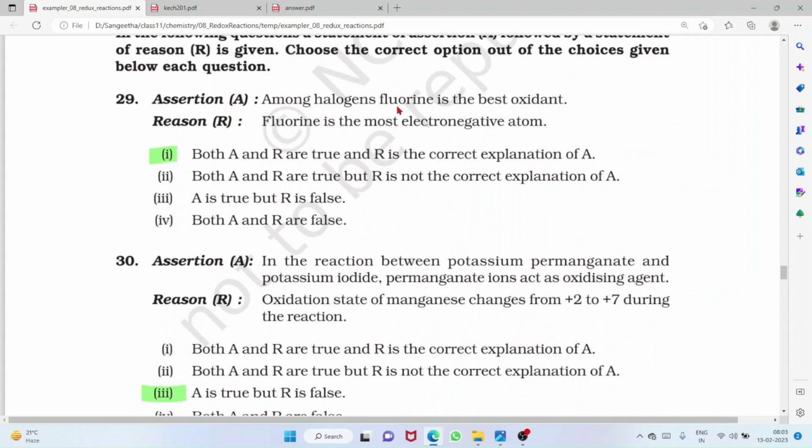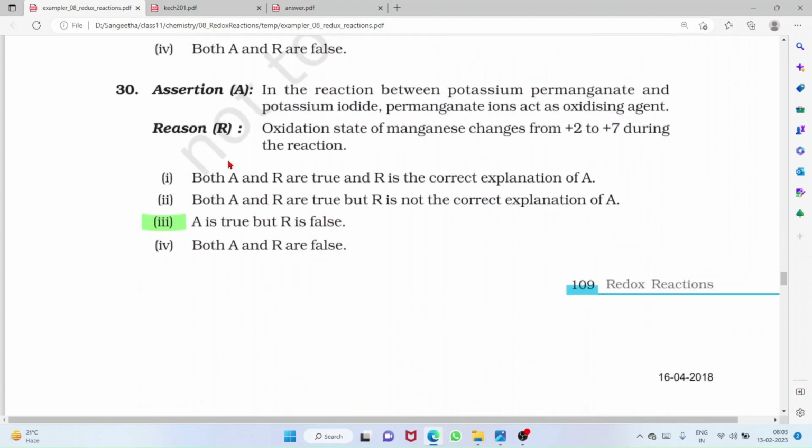Among the halogens, fluorine is the best oxidant. Fluorine is the most electronegative atom. Yes, fluorine is the most electronegative atom, and this also is true. In the reaction between potassium permanganate and potassium iodide, permanganate ions act as an oxidizing agent. The oxidation state of manganese changes during the reaction. Okay, A is true, but R is false. So you can write the equation and find out yourself.